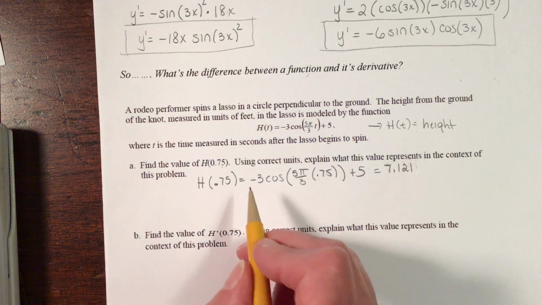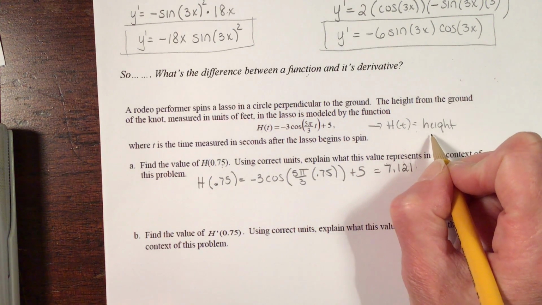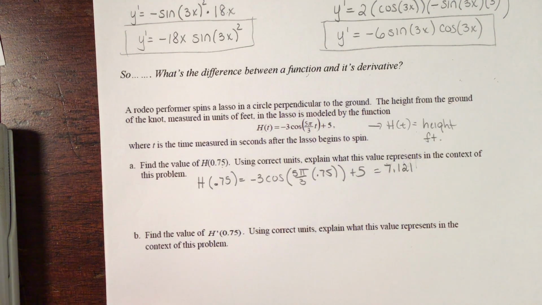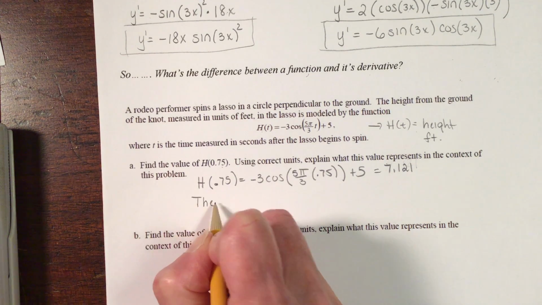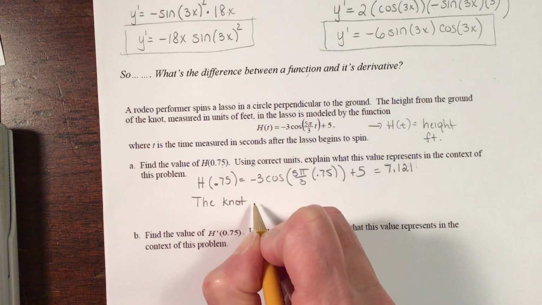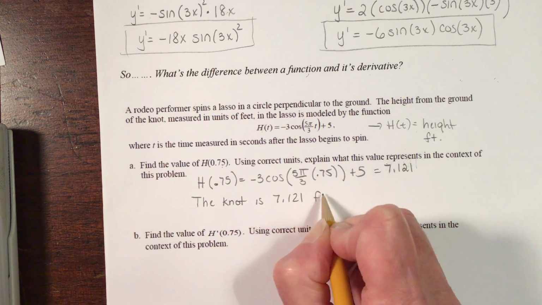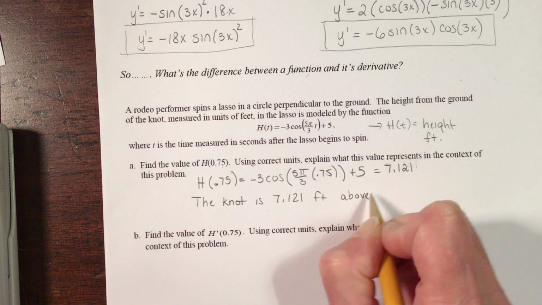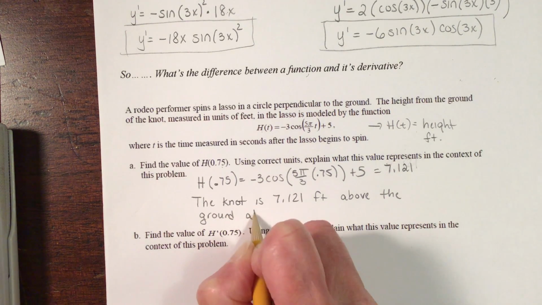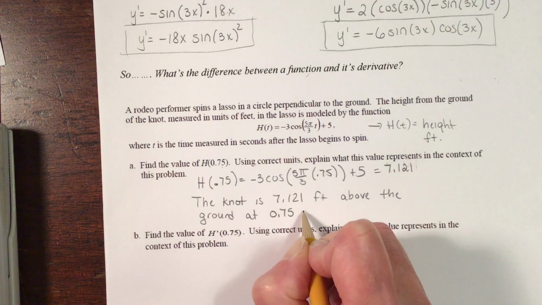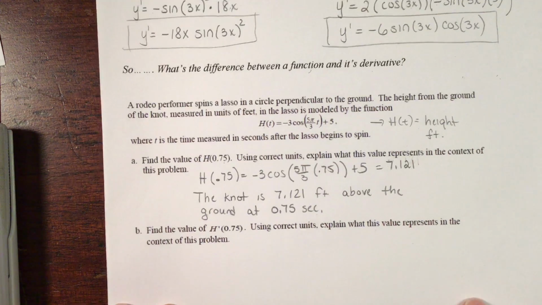Now that we have the value, use correct units, explain what this value represents. So my value was height in feet. So basically, what this value represents is the knot, because we're talking about the knot in the lasso, is 7.121 feet above the ground at 0.75 seconds. Notice my units of measure. You have to be careful about that. Now let's look at the next problem.